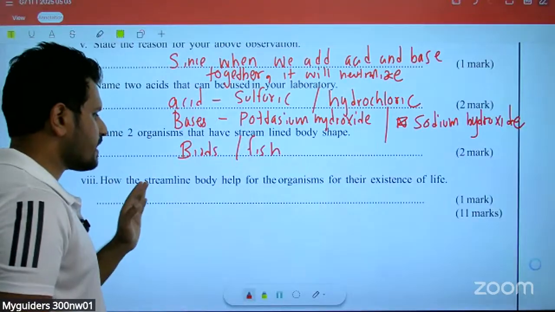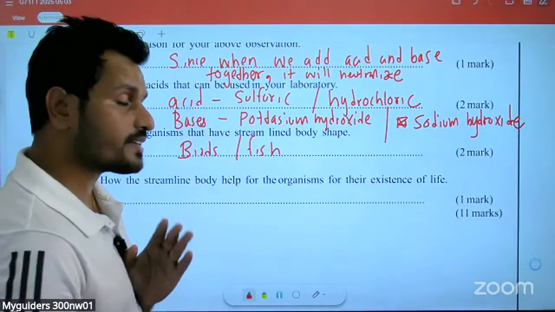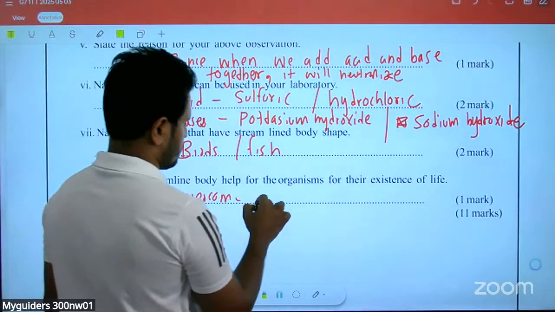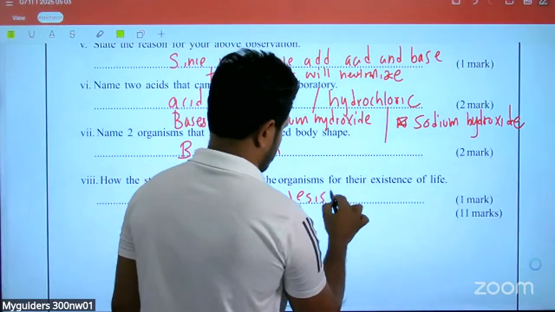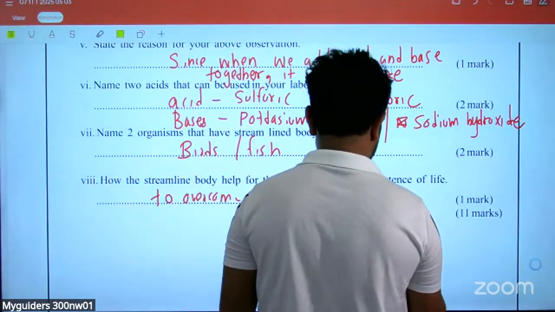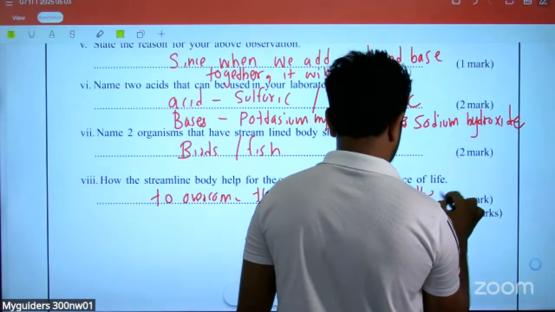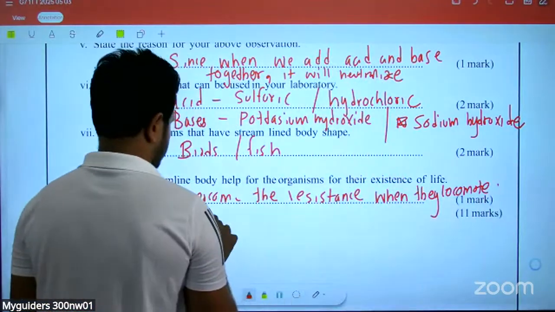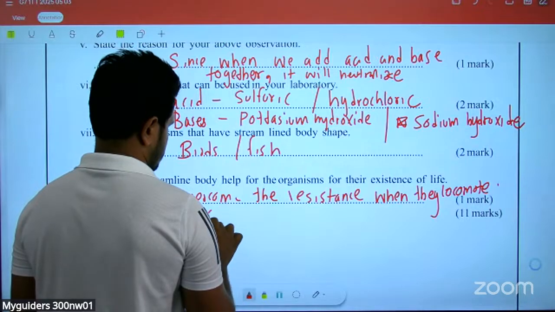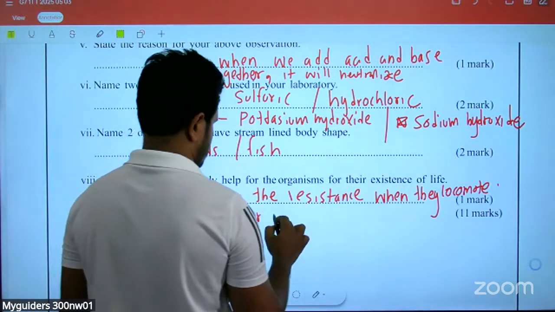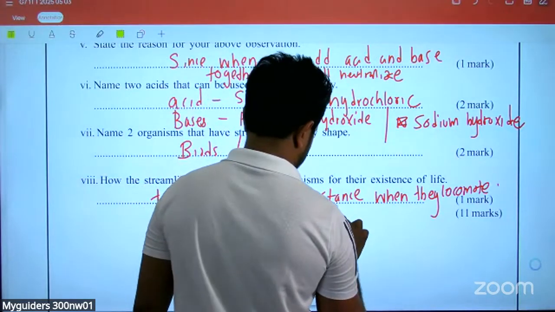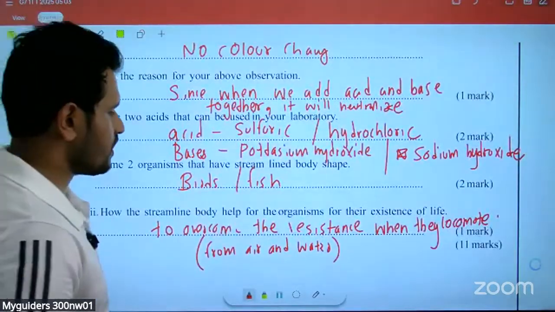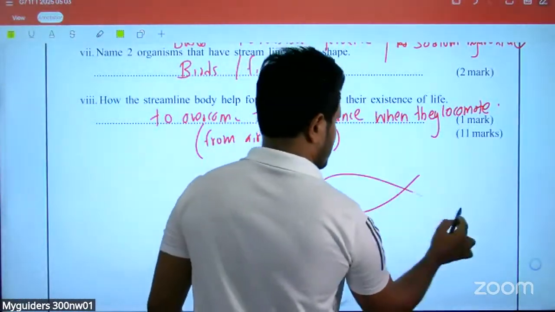How does the streamlined body help these organisms in their existence of life, to overcome the resistance when they locomote, from air and water, right? Yes, that's it. Right.